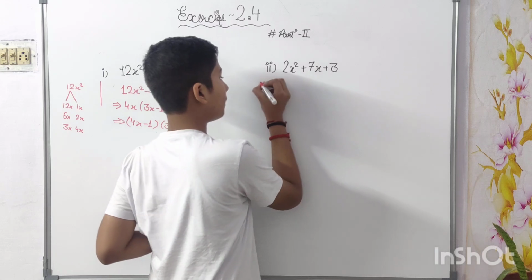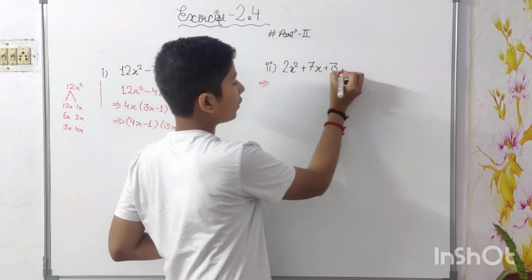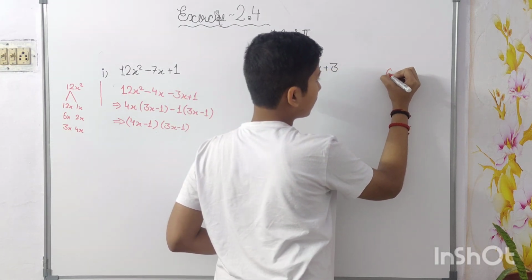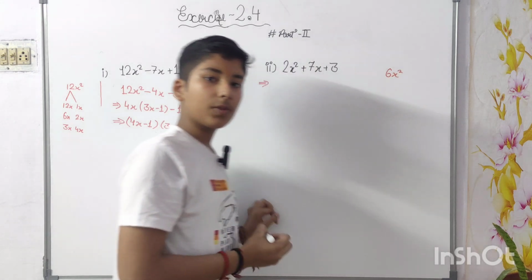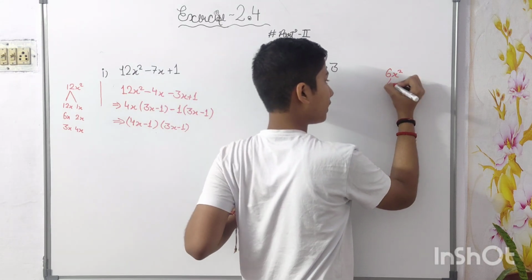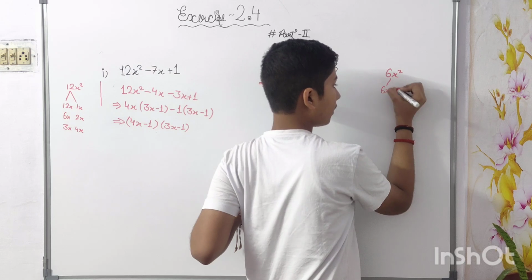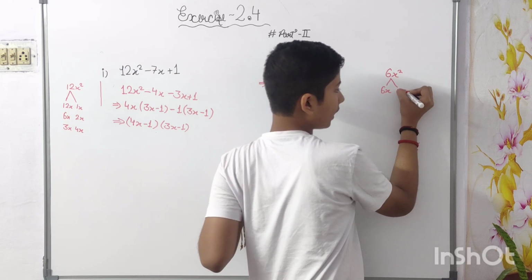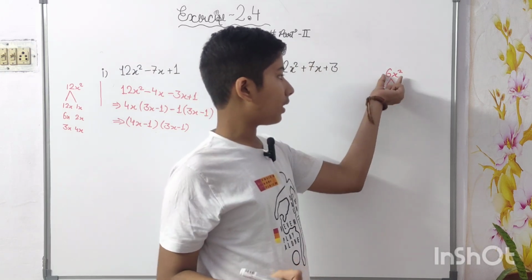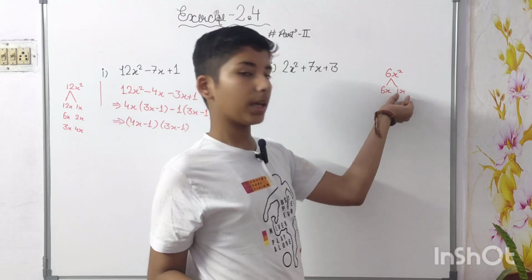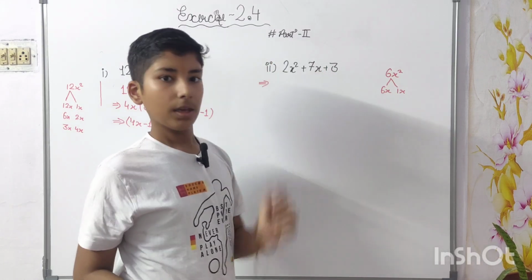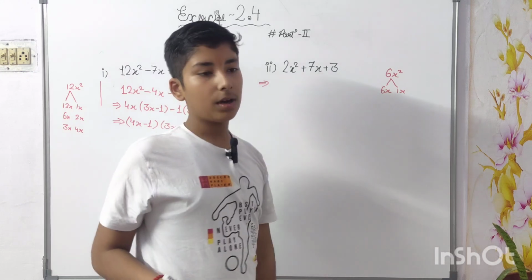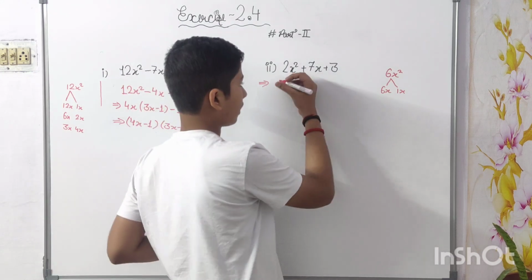So how do we split the middle term? 2 into 3 is 6x square. Now what will we do? If we see 6x into 1x. So 6 into 1 is 6x. 6x plus 1x is 7x. Yes. So this will be correct. So our first try is correct.